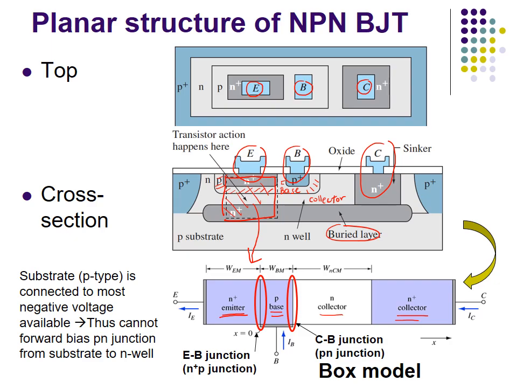The two PN junctions are here: a one-sided N plus P junction at the emitter base boundary, and a normal PN junction at the base collector boundary. Please remember that you will have to use different equations for calculations related to the EB and CB junction, because the EB junction is a one-sided junction and the CB junction is a normal PN junction.